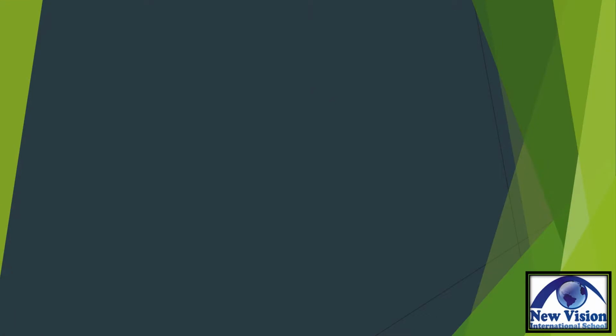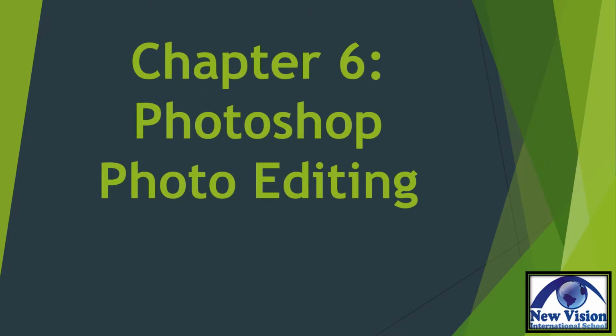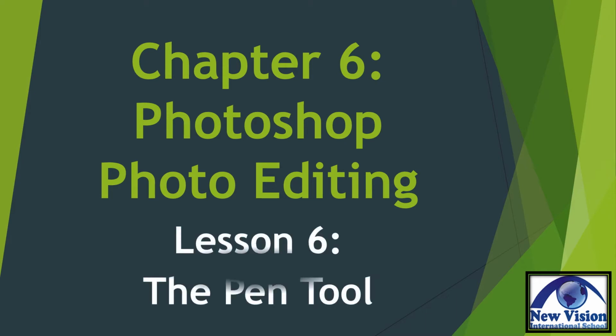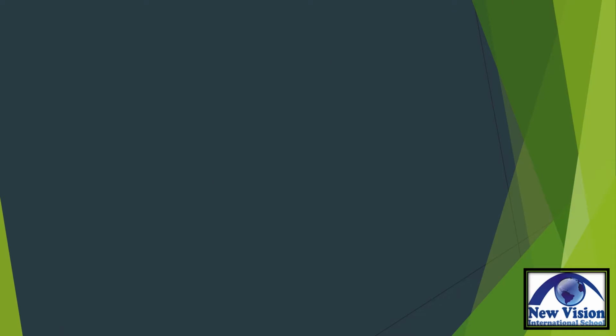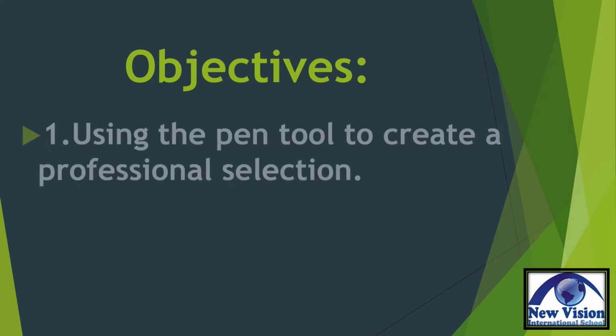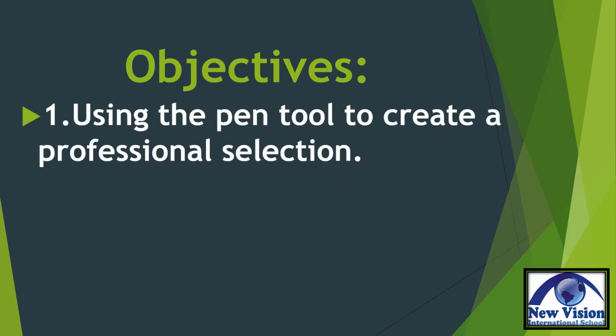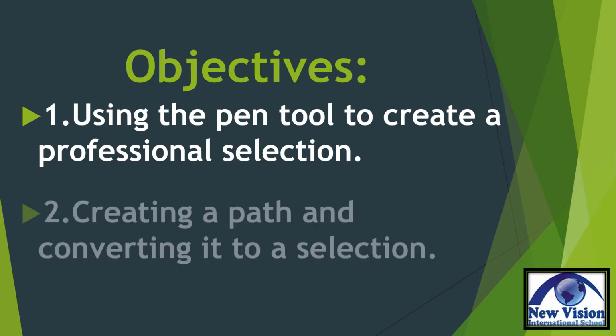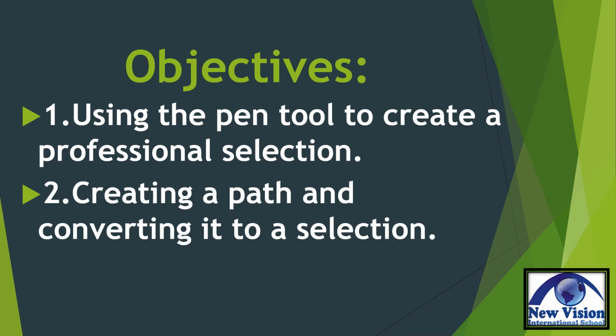Our today's lesson is under Chapter 6, Photoshop, Photo Editing. It is entitled Lesson 6, The Pen Tool. The objectives of our today's lesson are the following. Number 1. Using the pen tool in order to create a professional selection. And number 2, creating a path and converting it into a selection.